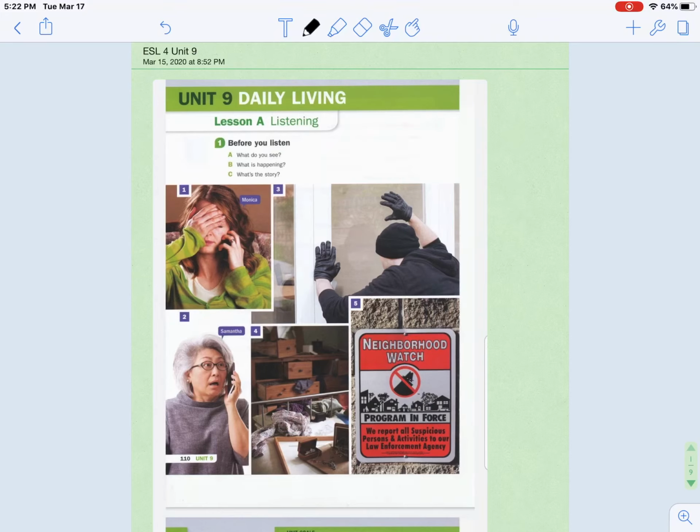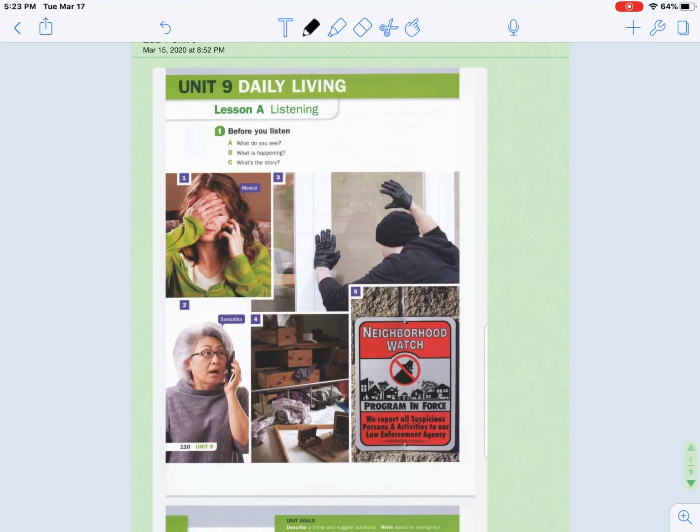In this video we will be reviewing and talking about Unit 9. In the classes that we've had these last 2 weeks, we have started to see Unit 9, which talks about daily living. I want to talk about what it focuses on. It is focusing on talking about what is happening or what was happening in the past.